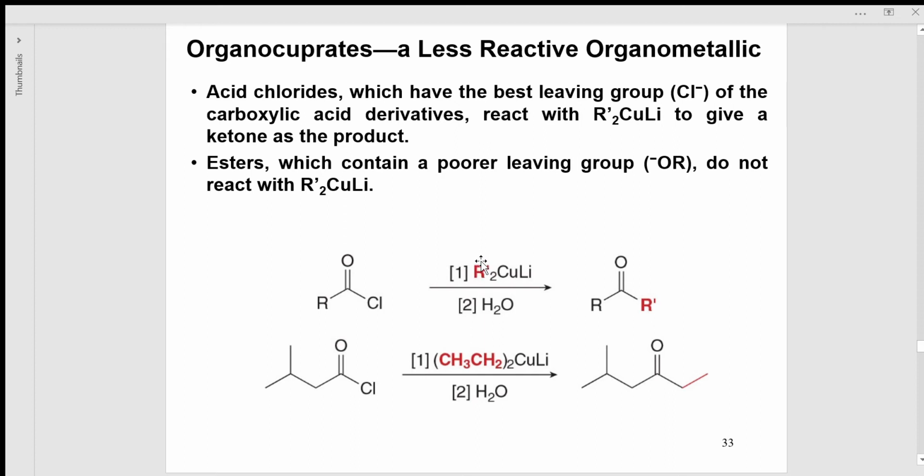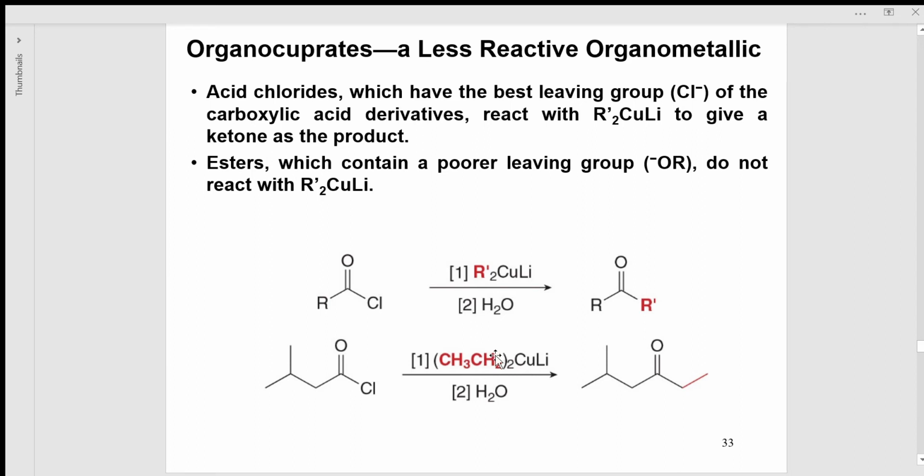Again, the carbon connected to this copper atom has a little negative charge. The negative charge is going to attack this carbonyl carbon. The chloride serves as the leaving group to form the final ketone product. At this moment, you see, this is also a carbonyl. This carbon bears a positive charge, this carbon bears a positive charge too. But the reaction will stop here.